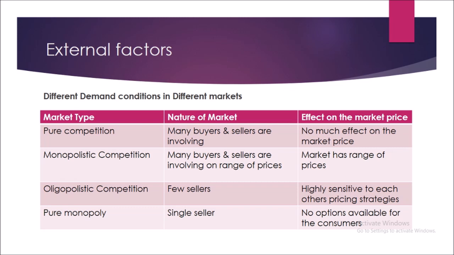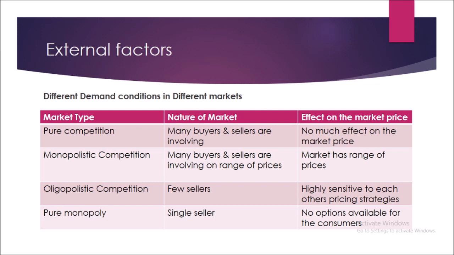When it comes to the market type of pure competition, the nature of the market is that there are many buyers and many sellers. Now, for the market price, since there are more buyers and more sellers, no single one will have a very specific effect on the price, because there are so many options available and the market is very similar across sellers.